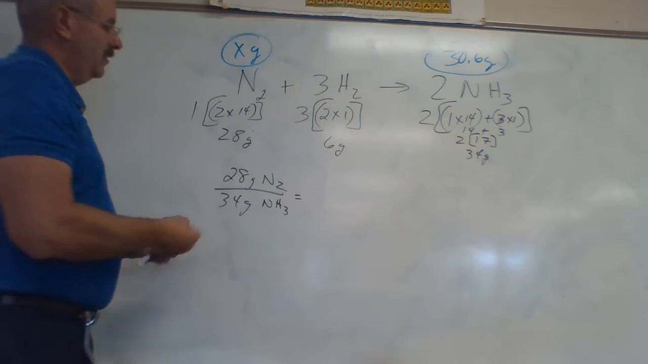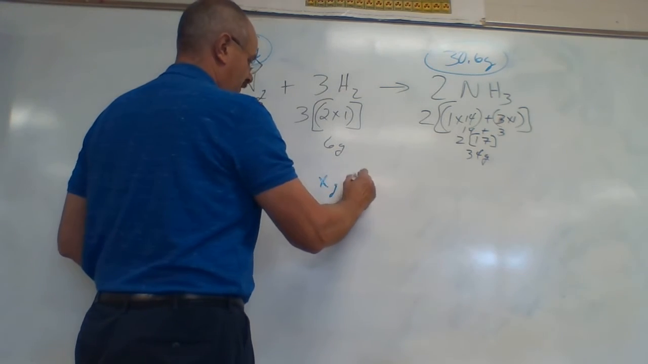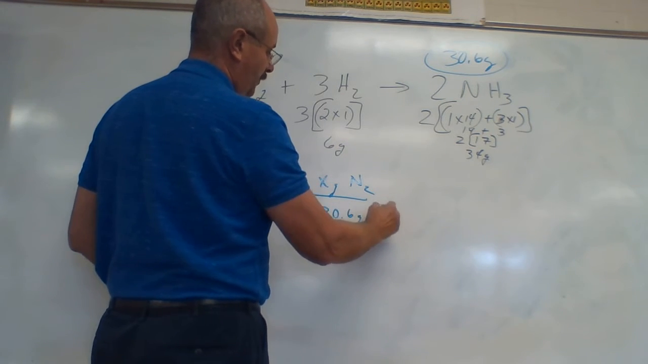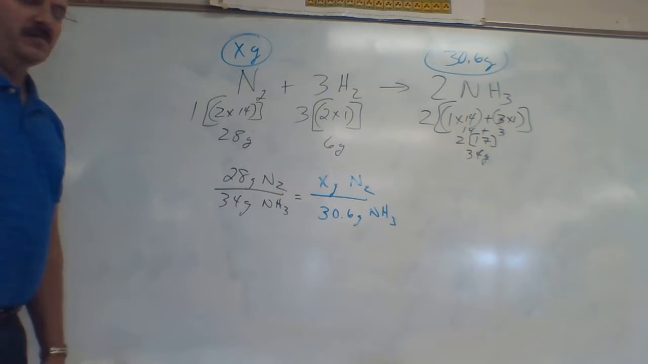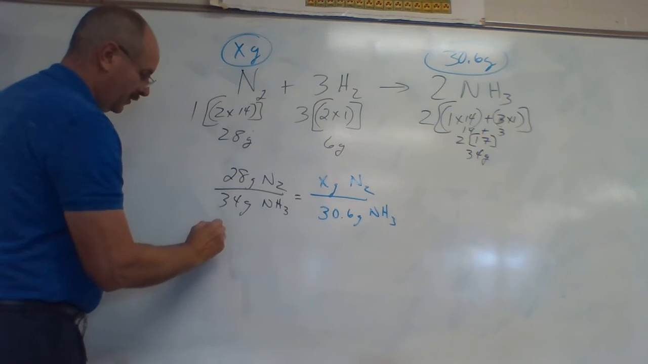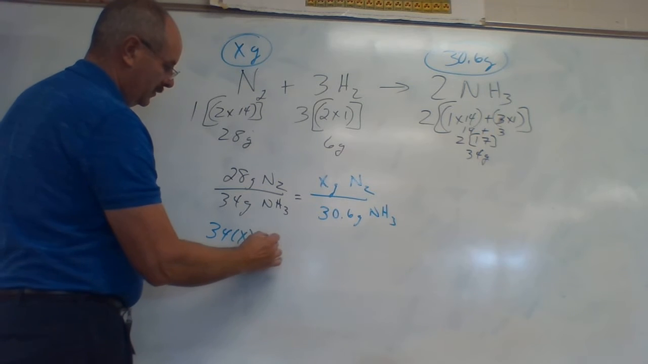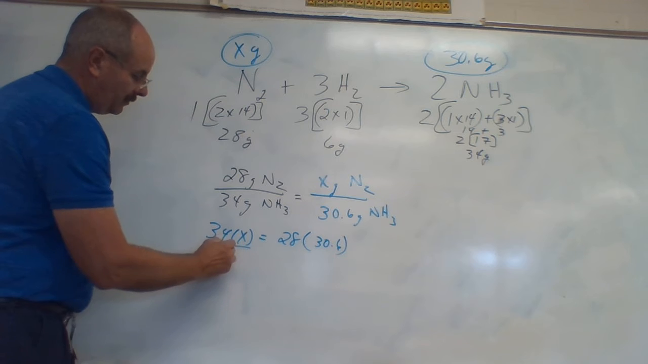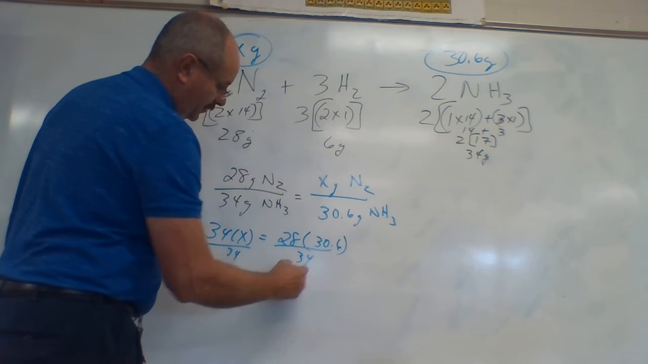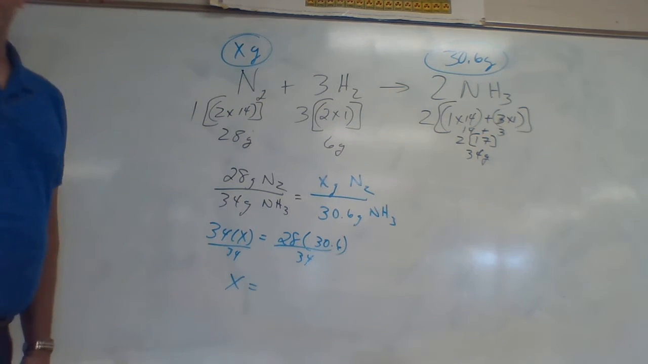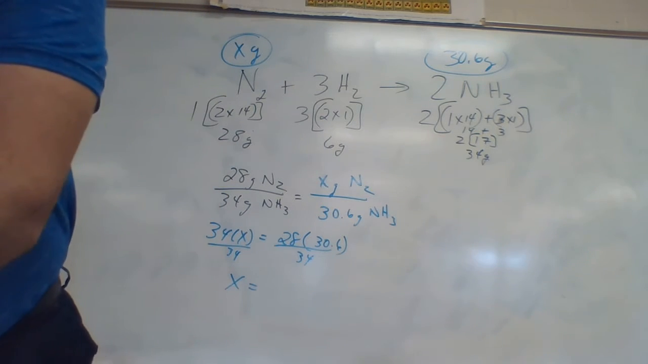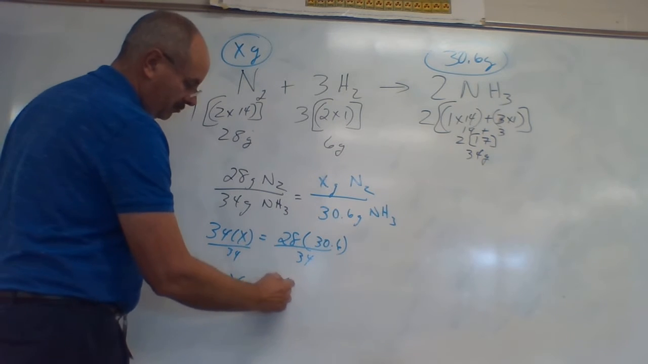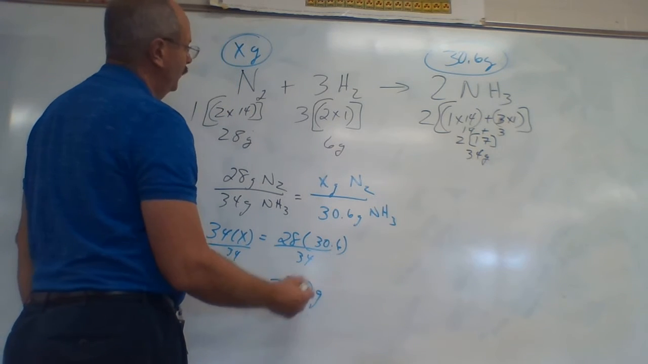Then I go, well, I want to find out X grams of nitrogen if I'm going to have 30.6 grams of NH3 made. So from there, cross multiply: X times 34 equals 28 times 30.6. So divide by 34, divide by 34, X is by itself now. And what do I end up with? Let me get my cheat sheet out: 25.2. That's grams of nitrogen.